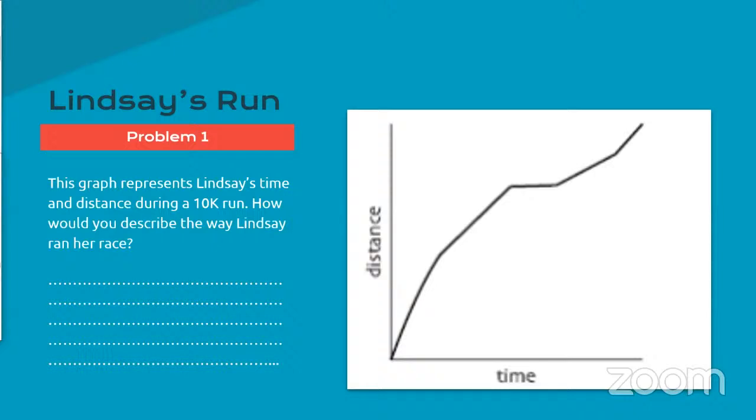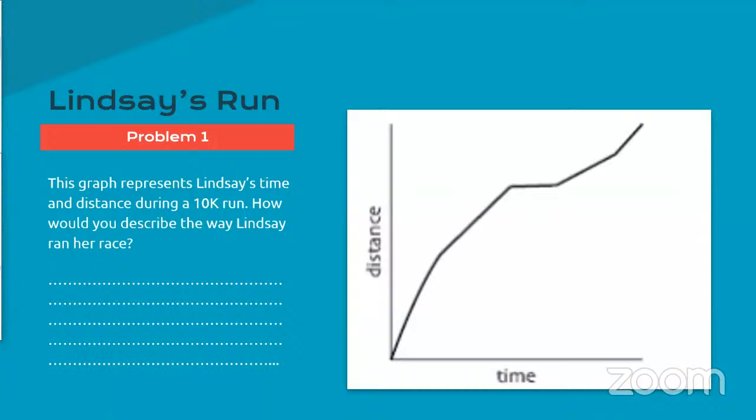We have Geneva Thompson coming through. She said at the start, Lindsay ran fast. At some point she slowed down, because remember, this is a 10K, so she can't run it like a 100 meter. So at some point she slowed down, and then she slowed down even a little more. She then picked up the pace, and then she sped up some more. Over on Zoom, we have Devon saying that at the start, she ran at a high speed and she ran steadily.